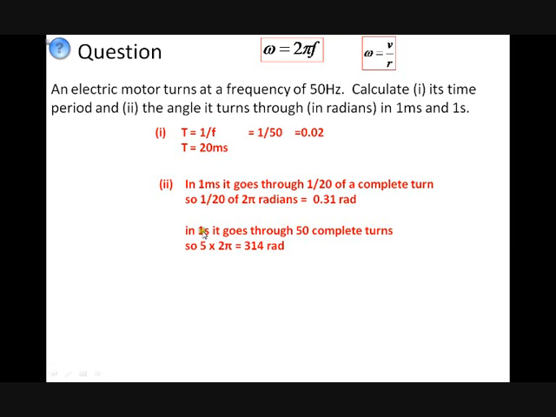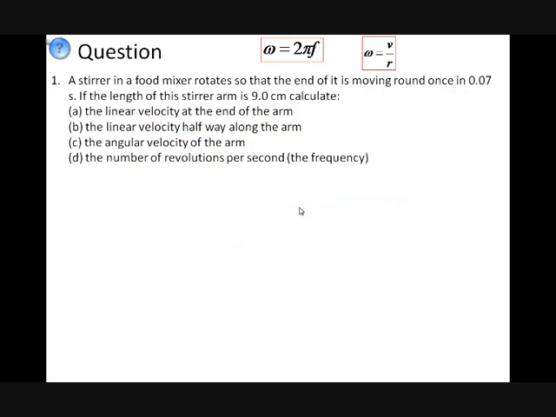Same principle to work out the angle it's turned through in 1 second. In 1 second, it has gone round more than once because the time period is 20 milliseconds. How many 20 milliseconds are there in 1 second? That's 50. So it's done 50 complete turns. Each complete turn is 2 pi radians, so 50 multiplied by 2 pi gives us 314 radians.